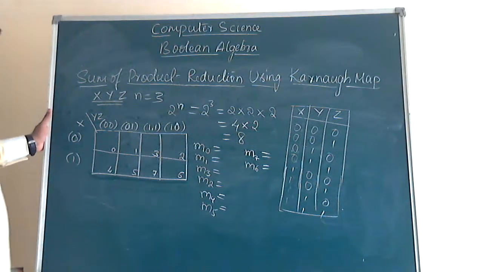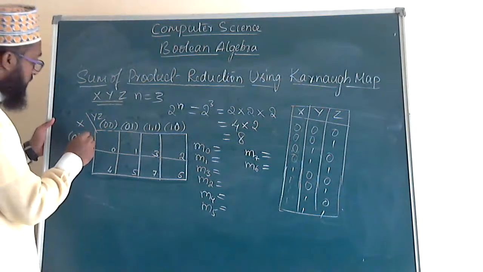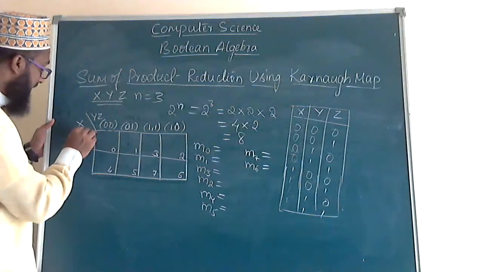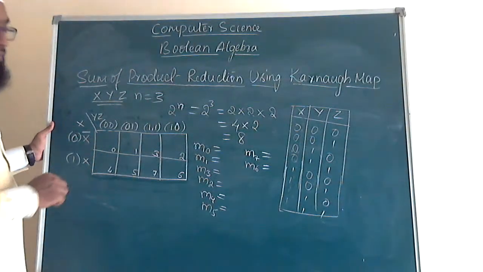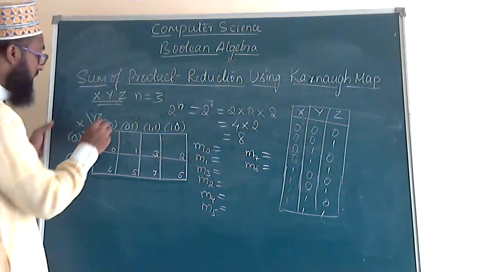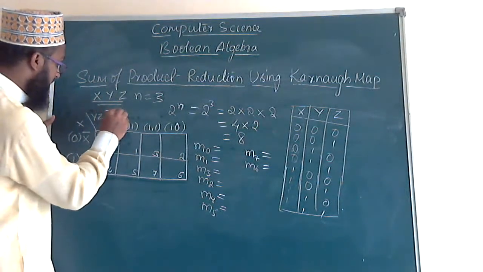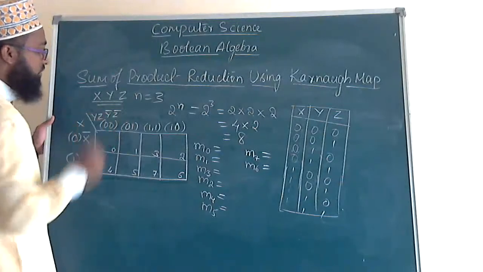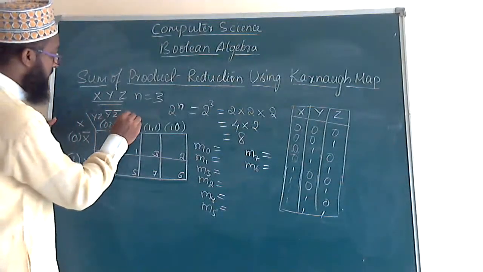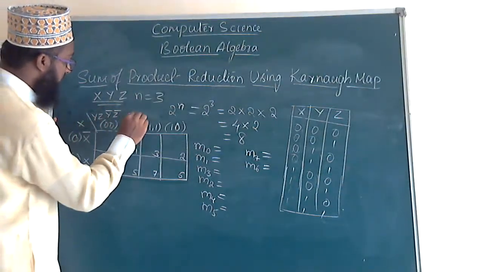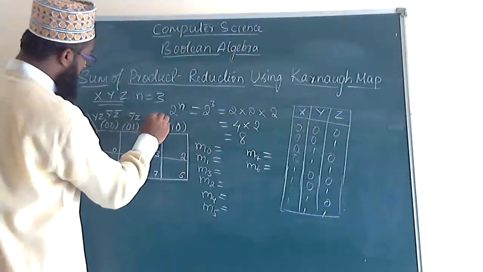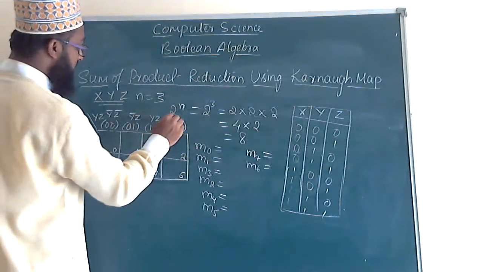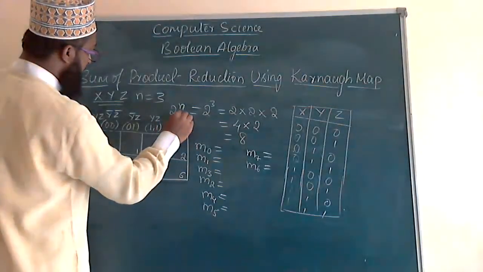Then here x is there. How will you write? For 0, we will take x bar. For 1, we will write just x. Here two zeros are there, so we need to write y bar, z bar. In place of 0, we will write bar. Here 1 0 is there, so write y bar. In place of 1, write z. Here 1 1 is there, write y z. Here 1 and 0 is there, write y, then z bar.